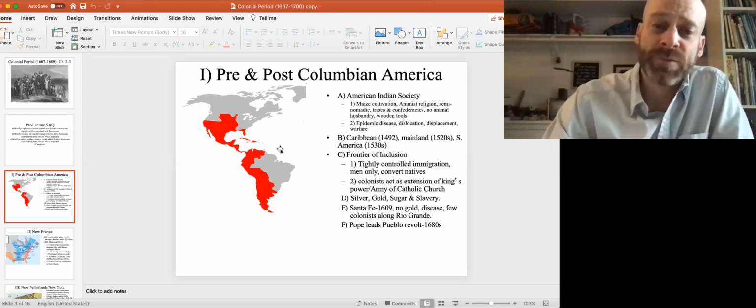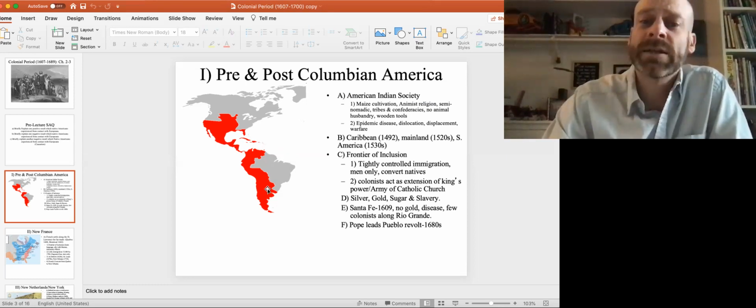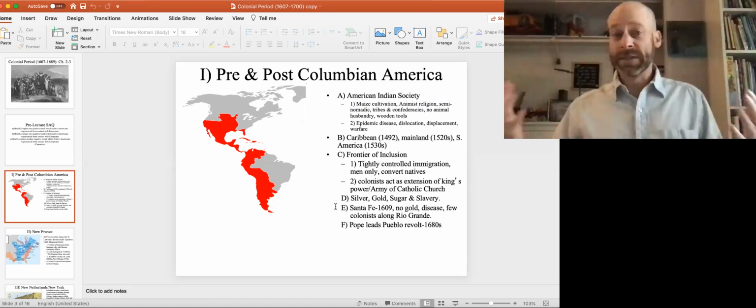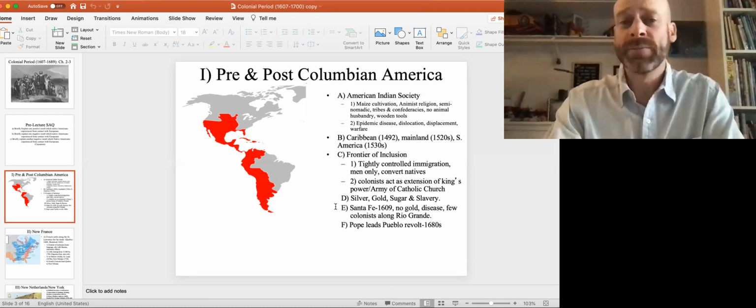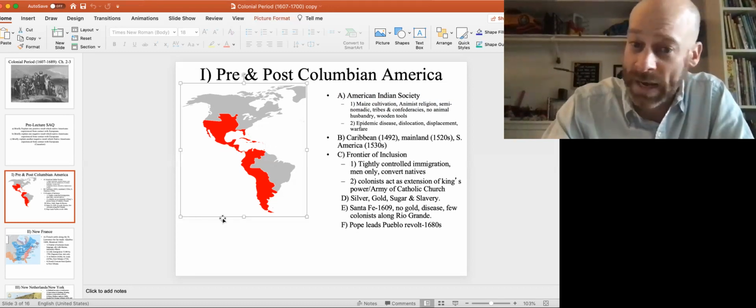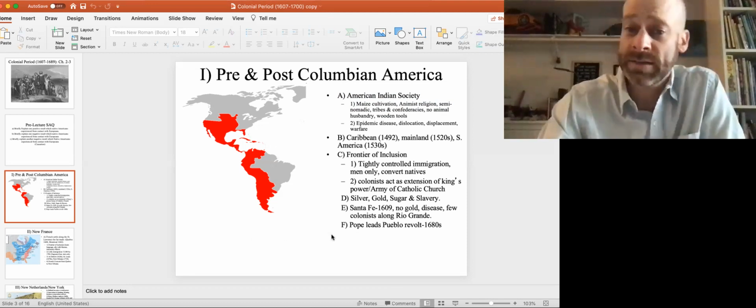In 1494, the Treaty of Tordesillas cut the Western Hemisphere in 2. Fearing that there would be this big Catholic war between these 2 great empires, the Pope sat down with them and said, we're going to cut South America in 2. Brazil will go to Portugal. Everything else to the west will go to Spain. So Spain gets the lion's share of the land in the Americas.